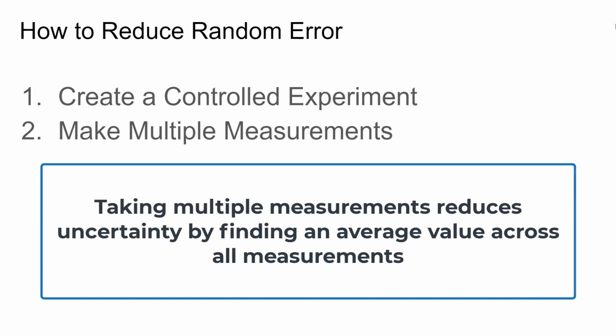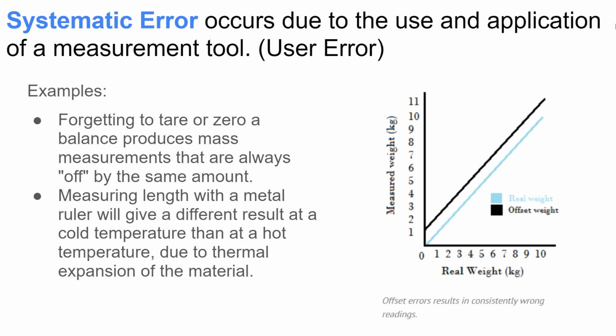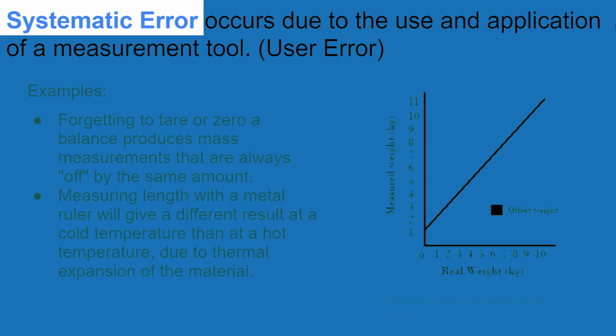Another way to reduce random error is to take multiple measurements and use an average of those measurements to help reduce random errors. Oftentimes, the more measurements you collect, the closer your average will be to the true value, and thus your uncertainty is reduced. This is why scientists perform multiple trials of an experiment. Another form of error that causes uncertainty is systematic error.